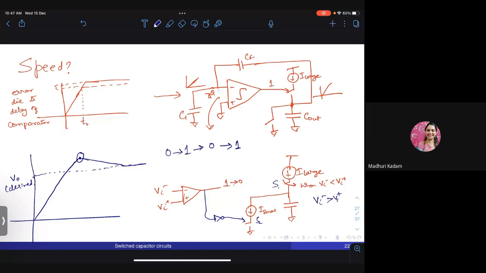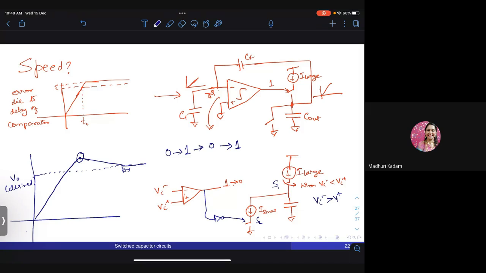Since the second current I small, this discharge current, is a much smaller value, the delay of the comparator in turning off the current source will result in a very small offset voltage. So the error will be much smaller. So in this way, what is happening is you're using a very large current to go from 0 to approximately close to the output value with a significant amount of error. Then the small current comes in to gradually reduce from that output value to a more accurate version of the output.